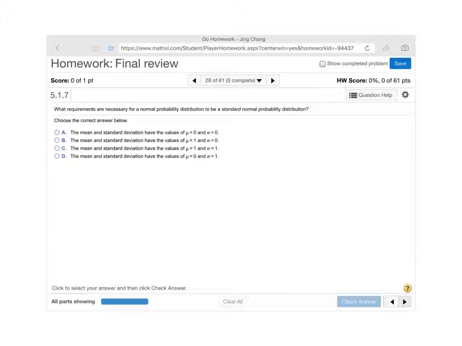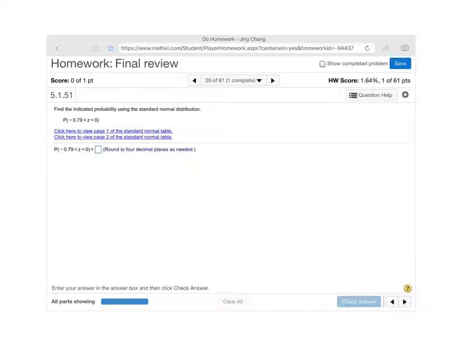Okay, this problem, standard normal, by definition. It's asking you to find the probability between two z-scores. We'll use the standard normal distribution, so use your normal calculator.